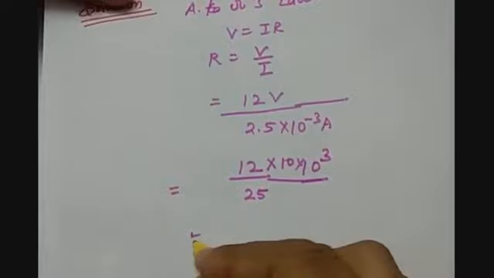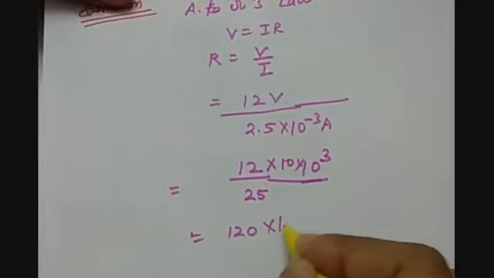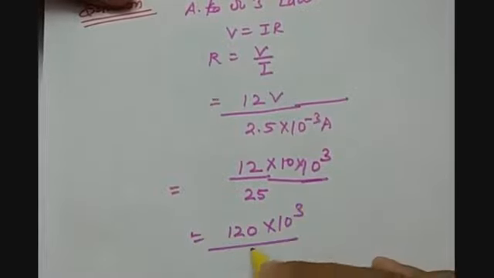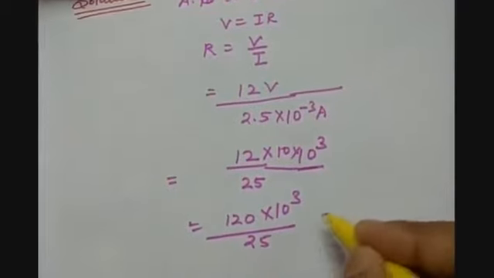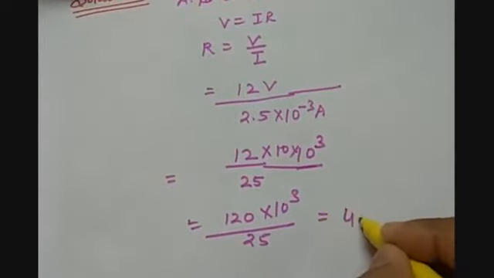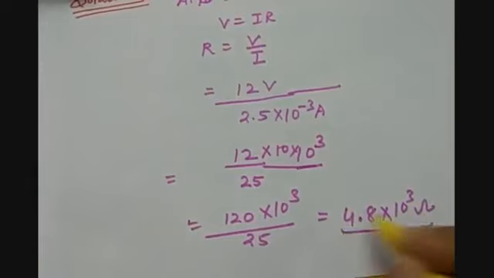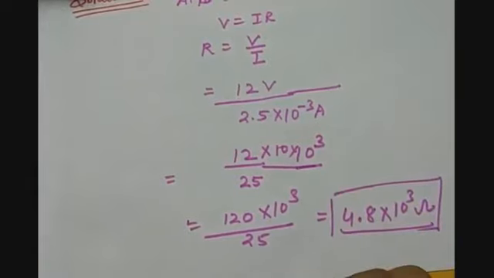So you will have 120 into 10 raised to power 3 upon 25. This value comes out to be 4.8 into 10 raised to power 3 ohms. This is our required resistance.